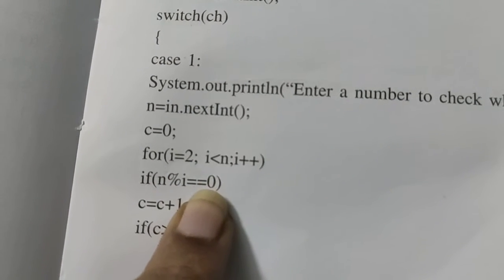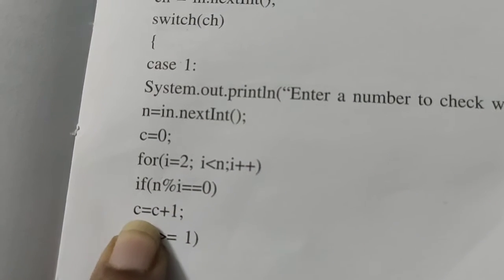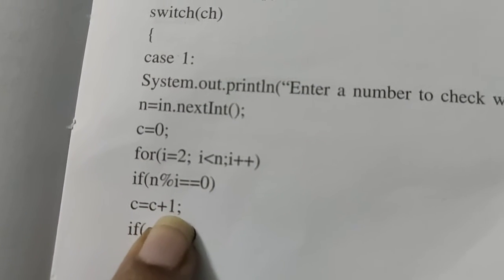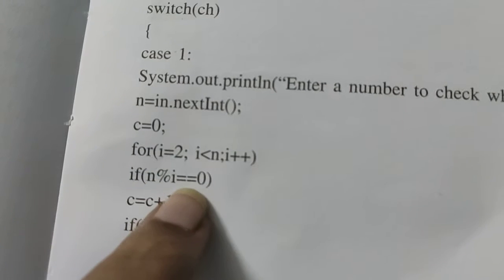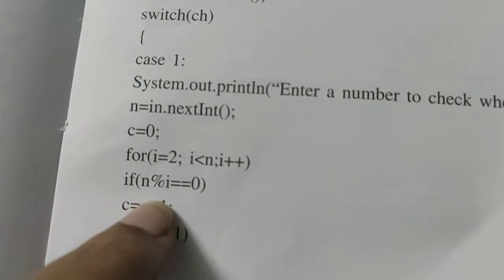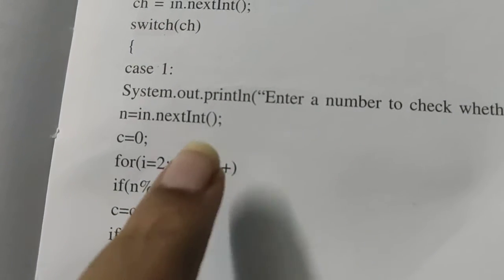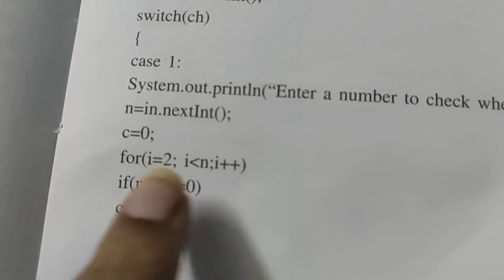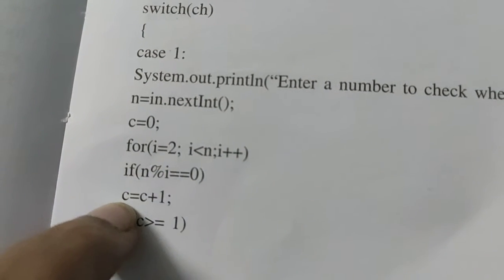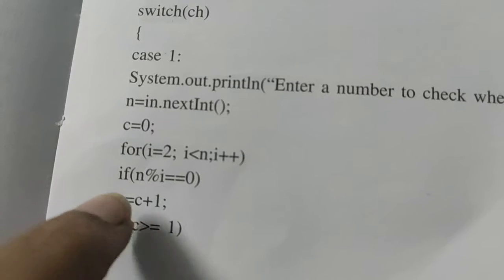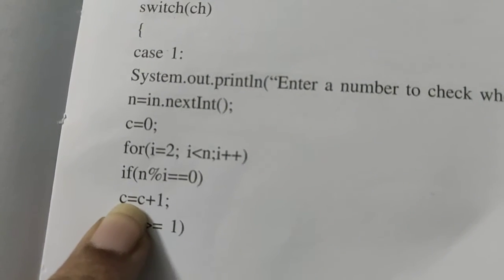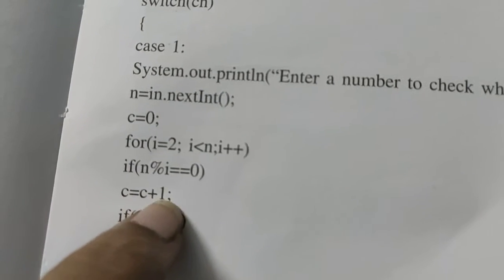If your remainder is 0, you are going to increase this C value by 1. If that number is divisible, then that number is a factor, right? So if you get one or more factors, that number is a composite number. That's why we are checking it here, and to find whether we have a factor or not, we are setting this flag. So we are setting C is equal to C plus 1.